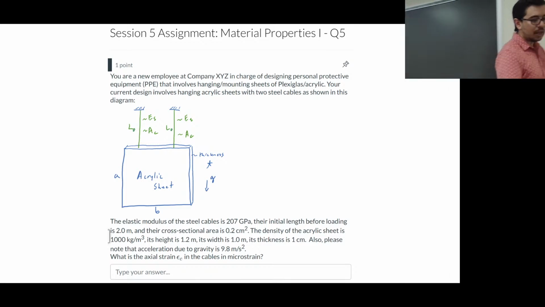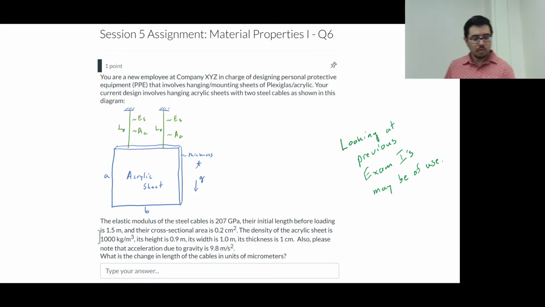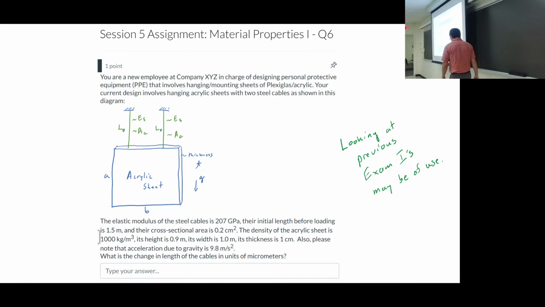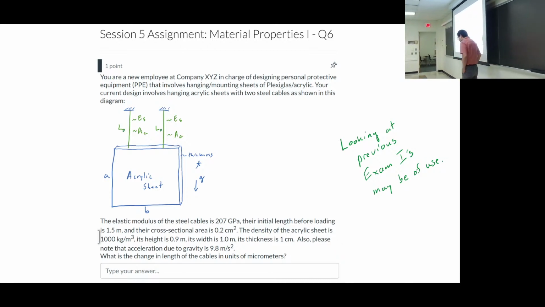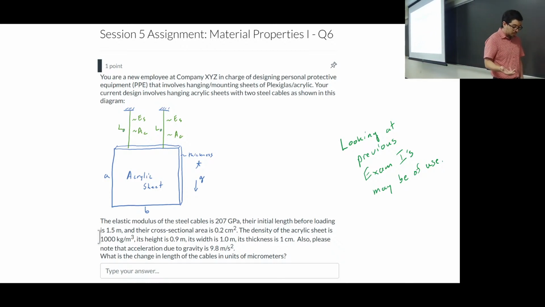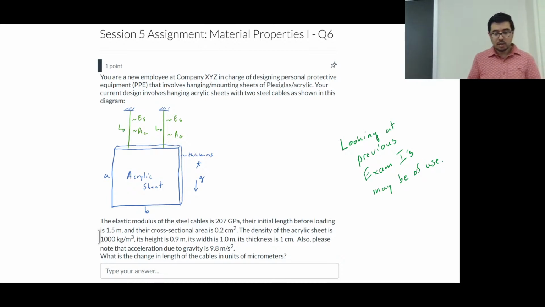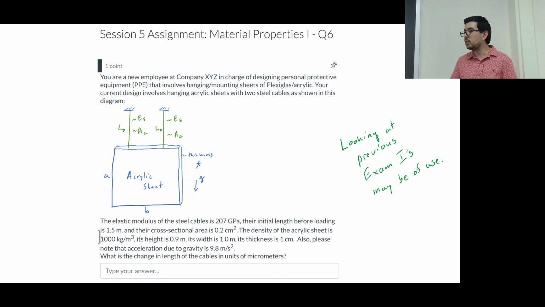And then the last question is, what is the change in length? All right, well, there are multiple ways to do this, but one way is simply strain is equal to change in length over L, right? So if strain is equal to change in length over L, then I can say, oh, well, the change in length is going to be equal to just the strain times that initial length.